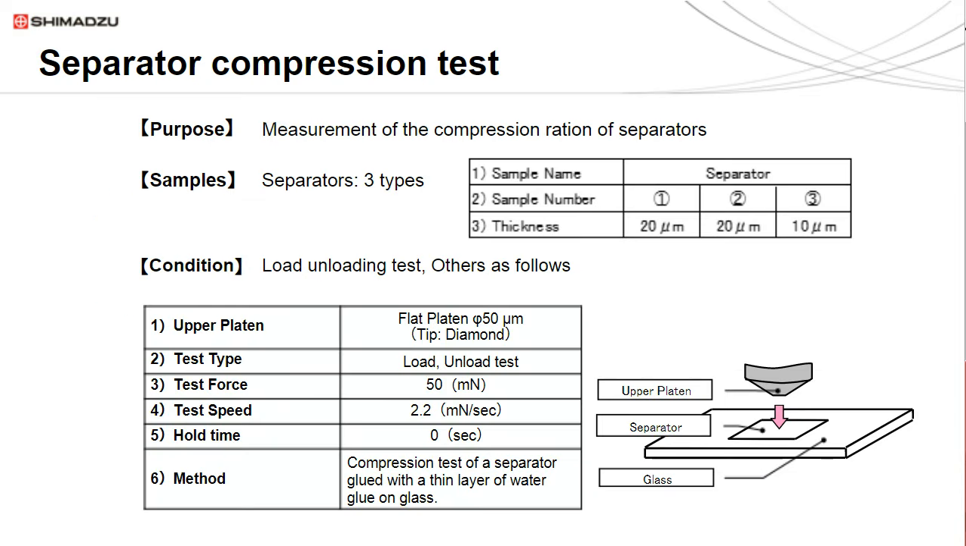3 different separator films were tested. 2 were 20 microns thick and 1 was 10 microns thick. All 3 were prepared by adhering to a glass slide. Then they were compressed with a 50 micron flat diameter tipped platen to a force of 50 millinewtons.